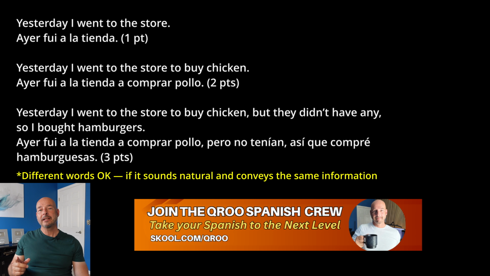In the intermediate and advanced sentences, make sure you used a comprar and not para comprar. The natural phrasing in Spanish when we're using ir to go to a place to do something is to use a and not para. It's just a little nuance there, and that's why it's an intermediate and advanced. Now, in the English, I said they didn't have any, so that's why the translation is no tenían, because it's in the imperfect because that's ongoing at that point.